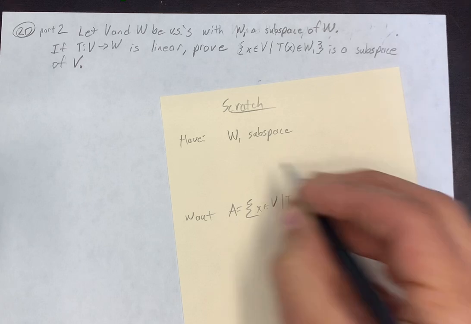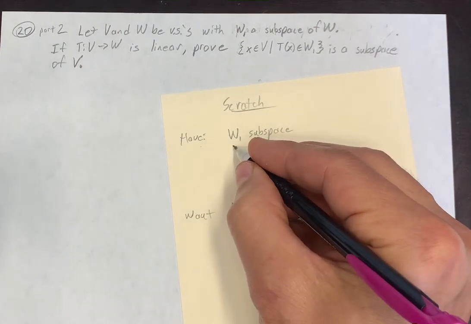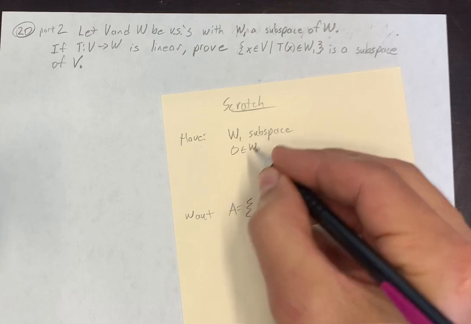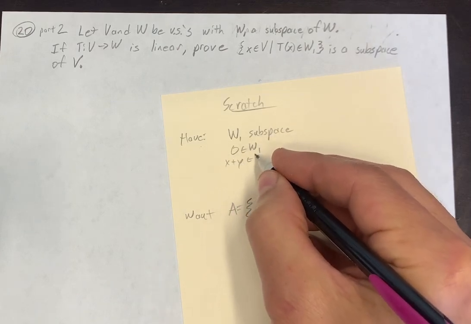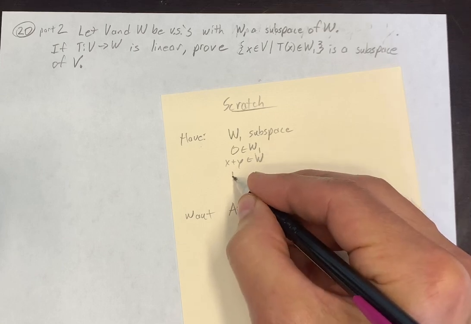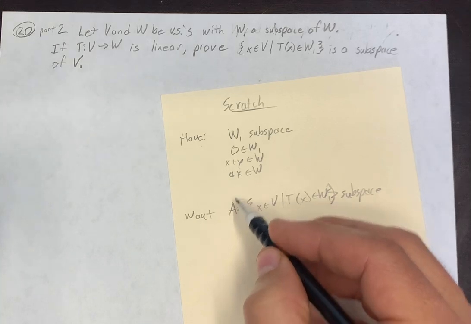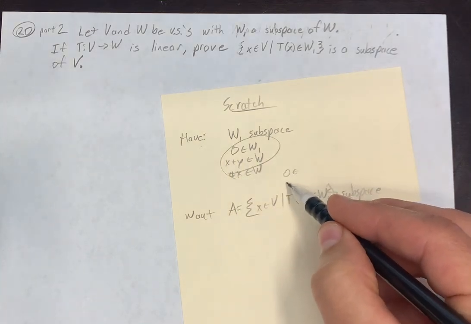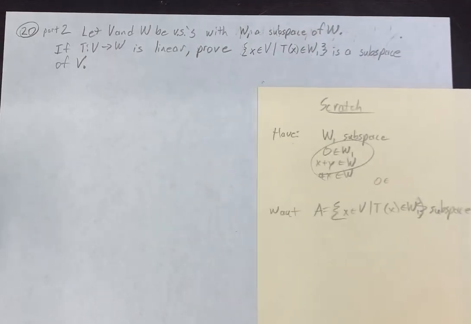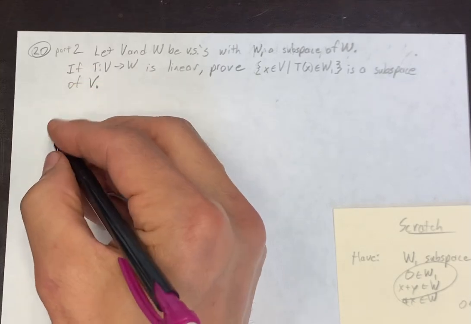And if you're saying, well, what does that actually mean? Usually when you have a subspace, what that means is zero is in it, X plus Y, additive closure, is in it, and A times X is in it. And then to get this, what am I going to have to do? I'm probably going to have to show those same three things. That's usually how you show a subspace. Okay, so with that in mind, let's prove this.